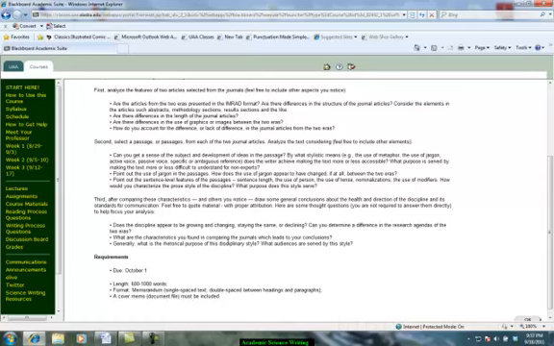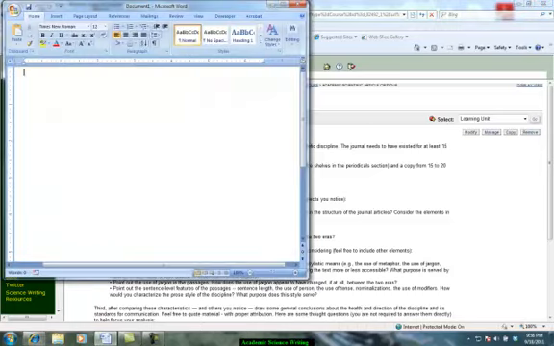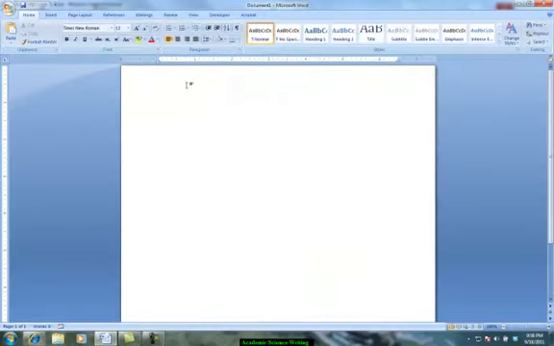So the first thing I want to do is go through the process of finding some articles that you can use. Now, this critique is going to be about academic, scientific, or professional articles. These are scholarly researched articles. Let me go ahead and open this up. Let's see, what do we have here? Okay, scholarly, academic, professional.